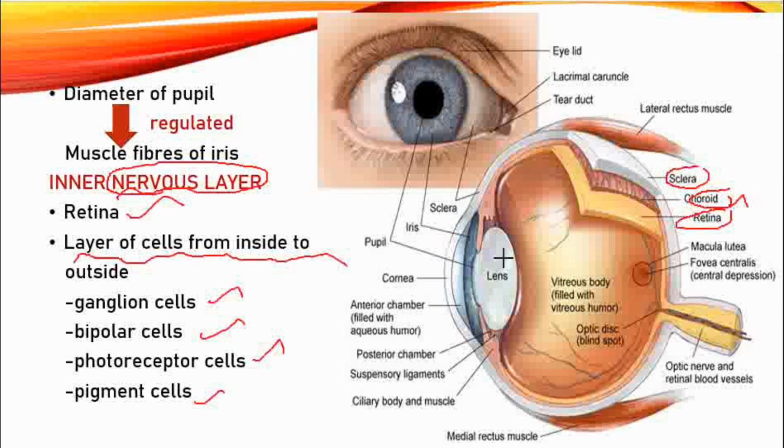For now we saw about this part: cornea, pupil, iris, sclera, all of this we saw. We also saw the lens. The rest of the parts we will discuss in the next video.